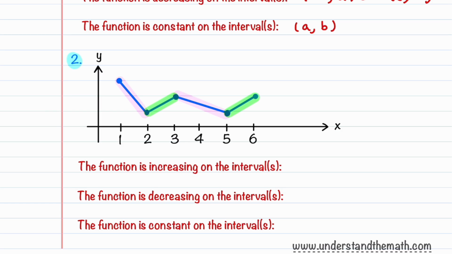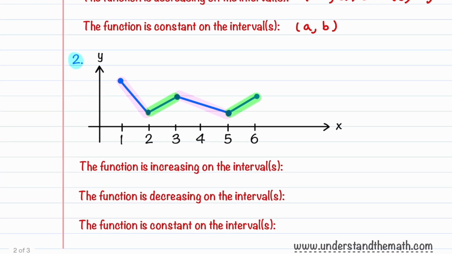The function is going to be increasing on the interval from 2 to 3 and from 5 to 6. The function is decreasing on the interval from 1 to 2 and from 3 to 5. Notice that the function is never constant, so we're going to say none for this last part.